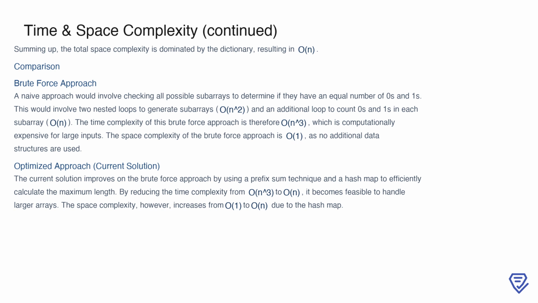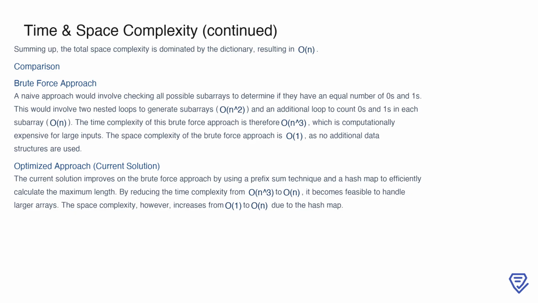To understand the efficiency of this optimized approach, let's compare it to a brute force alternative. A naive approach would involve checking every possible subarray to determine if it contains an equal number of zeros and ones. This would require two nested loops to generate all subarrays, which takes O(n²) time, and an additional loop to count the zeros and ones in each subarray, which takes O(n) time. Multiplying these, the brute force approach has a total time complexity of O(n³), making it impractical for large inputs. However, its space complexity is O(1), because it does not use any additional data structures.